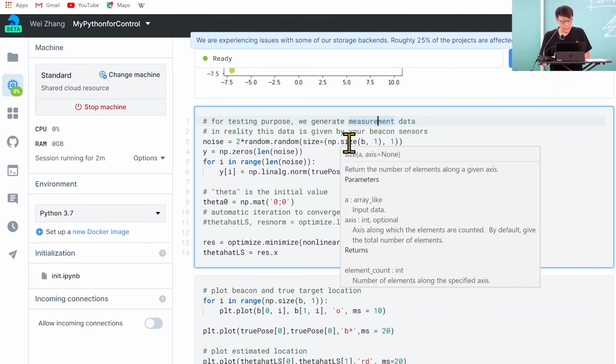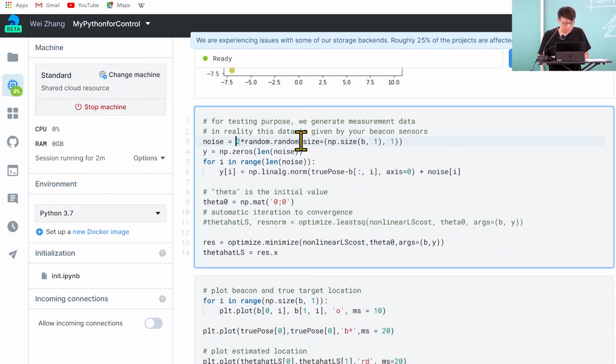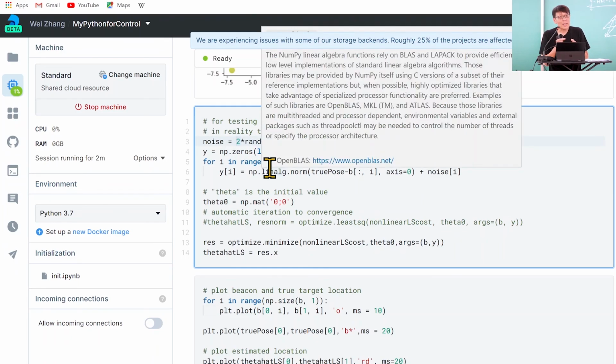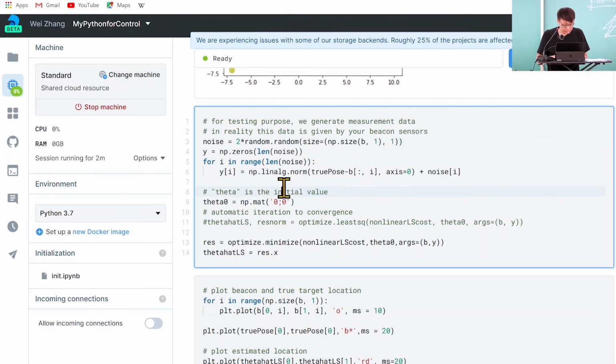This is random noise data, okay? And this is the variance of the noise. So the measurement has some noise. Okay, y is 0, and then I have a measurement, which is the true distance. Can you see that? The true position minus bi, that will be the true distance from the i-th beacon to the target, plus some noise. Of course, you cannot have perfect ones. Okay, so in this way, I generate some measurements.